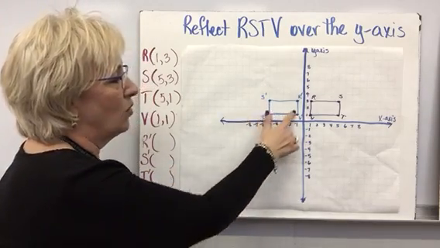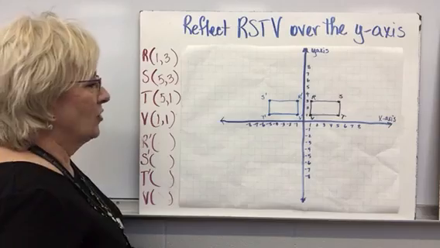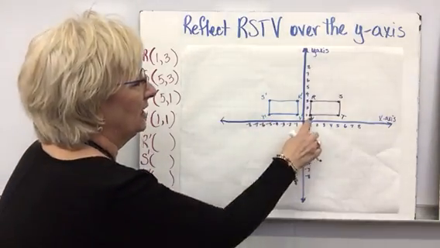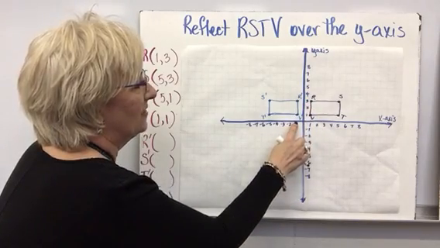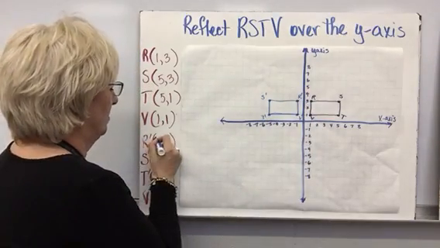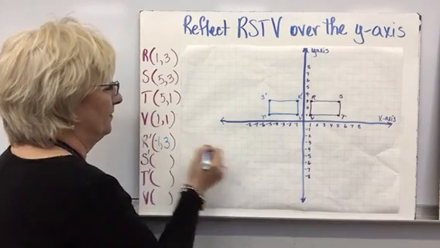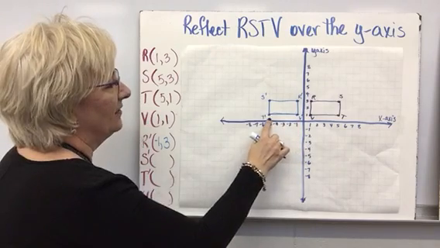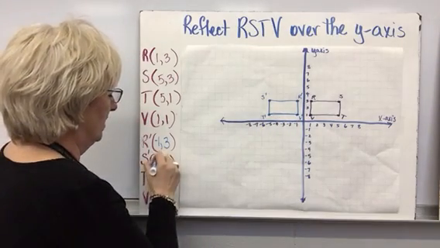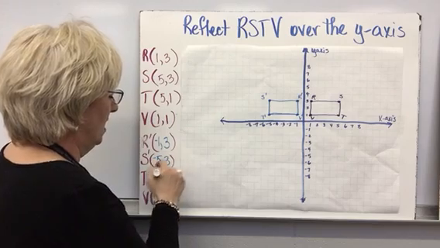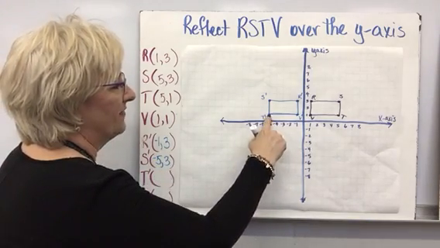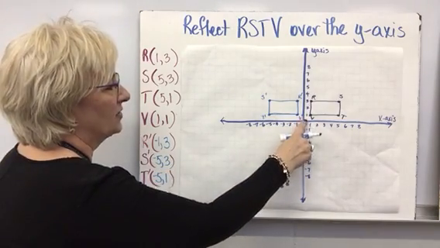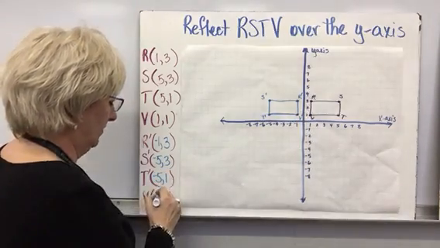So let's look at what we just drew and write down what our new points are. For R, my first R was 1 and 3. This one's going to be -1 and +3. For my S, it's going to be -5 and +3. For the T prime, it's going to be -5 and +1. And for the V prime, it's going to be -1, 1.